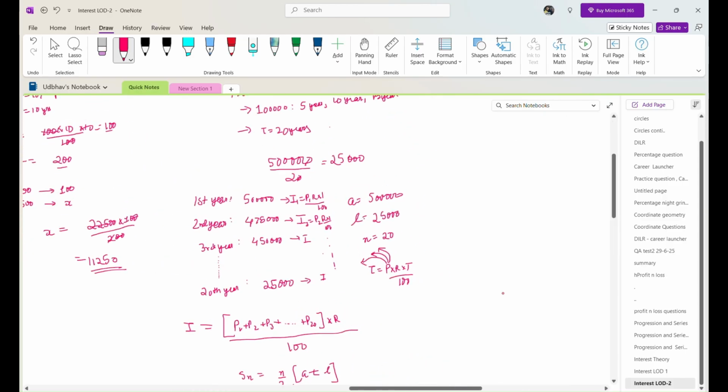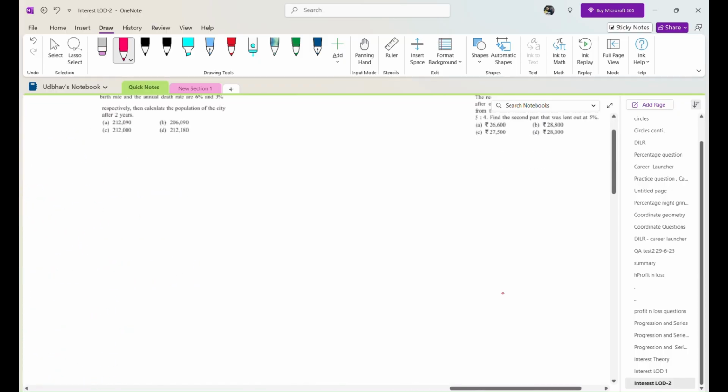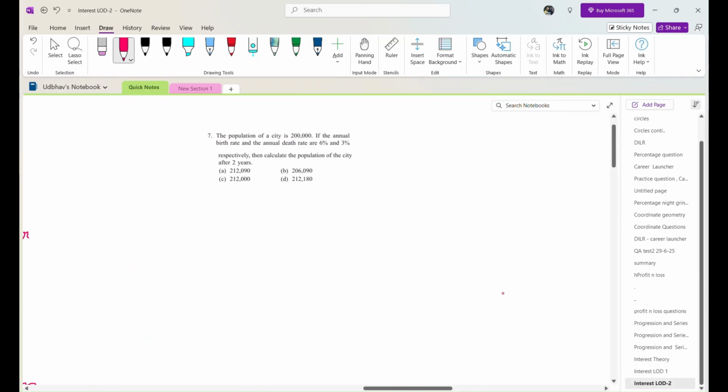Next question. The population of a city is 2 lakh. If the annual birth rate is 6% and the annual death rate is 3%, then calculate the population of the city after 2 years.